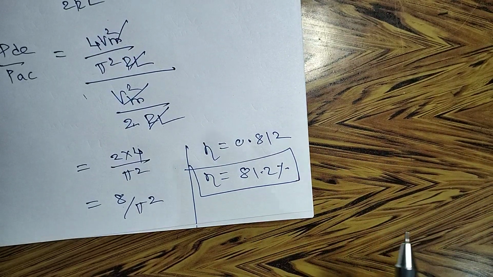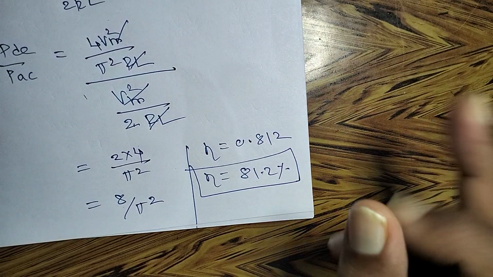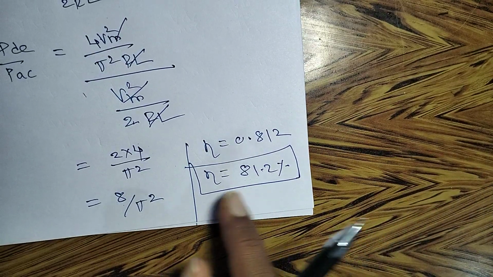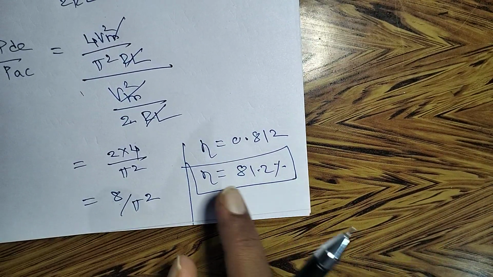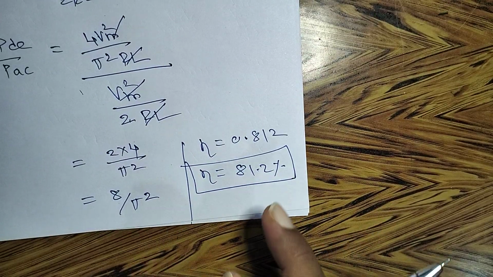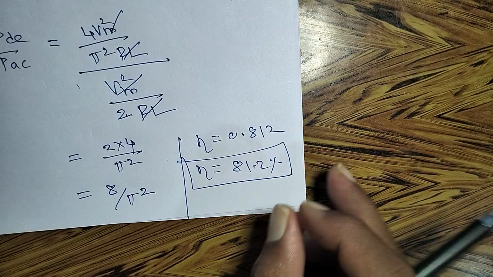Because the full wave rectifier uses two diodes, it rectifies continuously, and because of that reason we increase the efficiency. Now comparing with the half wave rectifier, the full wave rectifier has very high efficiency. Okay, so this is rectifier efficiency. Let's calculate ripple factor.